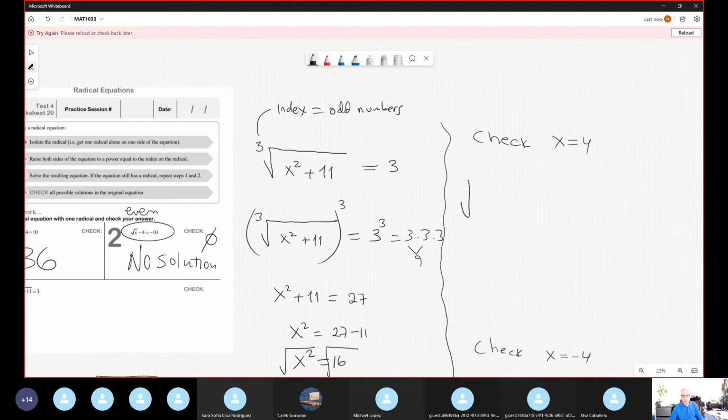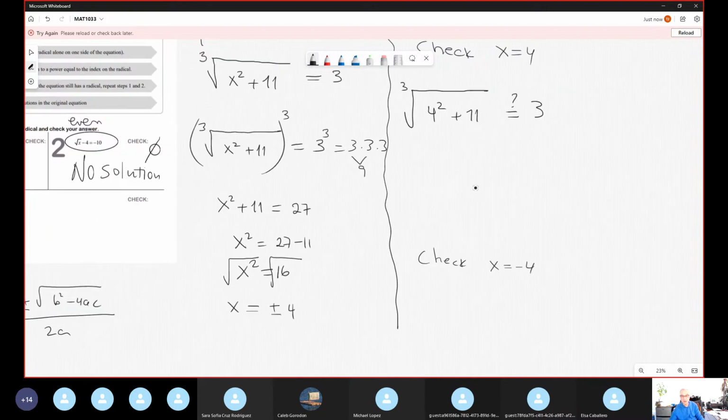It's the cube root, plugging into the original: 4 squared plus 11 should be 3. I don't know if it's true or false. And here the cube root, doing both simultaneously: negative 4 squared plus 11 equals 3. Oh, professor, what is the reason you can write parentheses here and no parentheses there? Well, you can write parentheses here if you want. But here it is mandatory to write parentheses, because without parentheses it is different. Remember, negative 4 squared without parentheses is negative 16, and negative 4 squared with parentheses is positive 16.